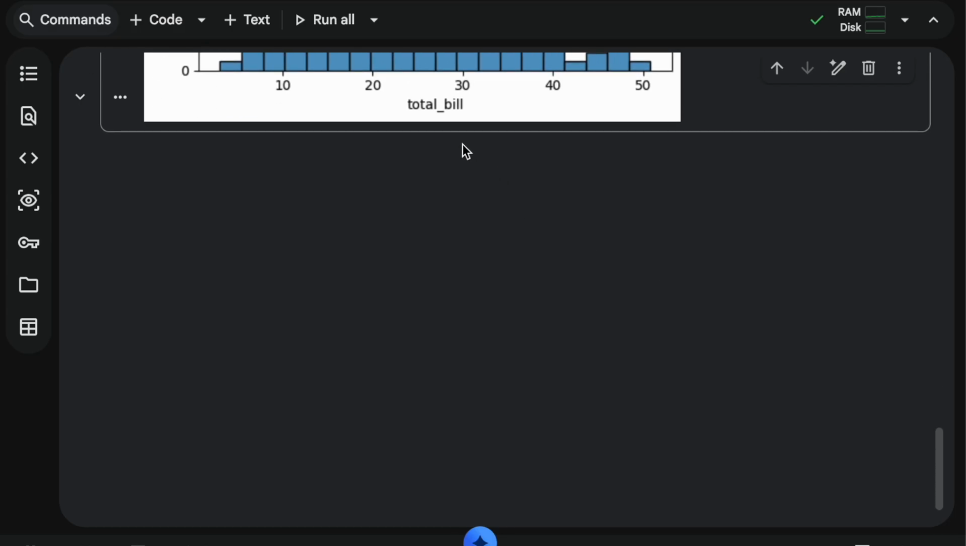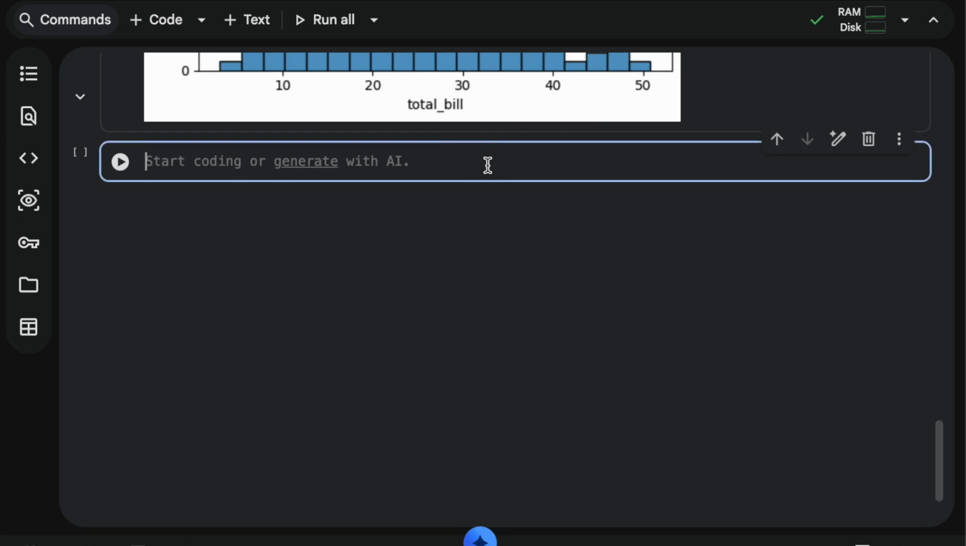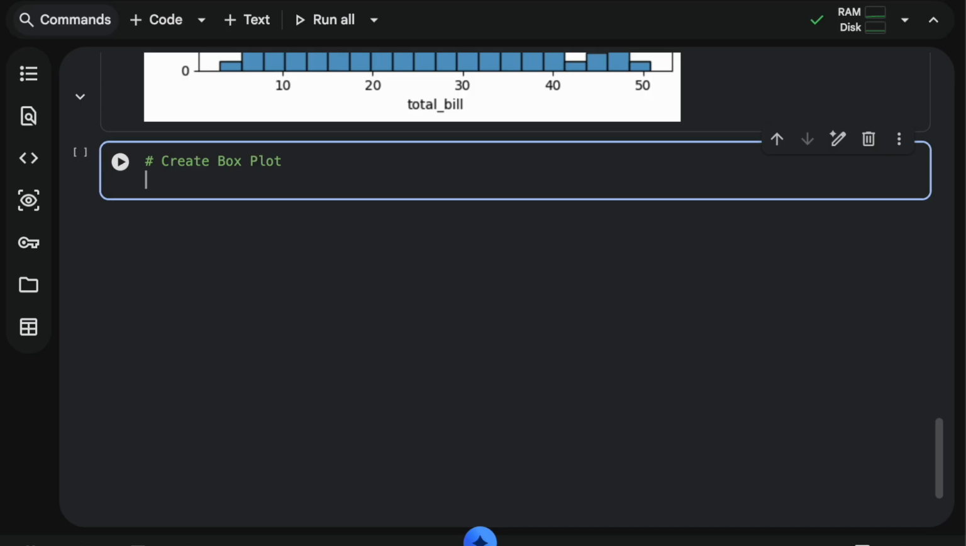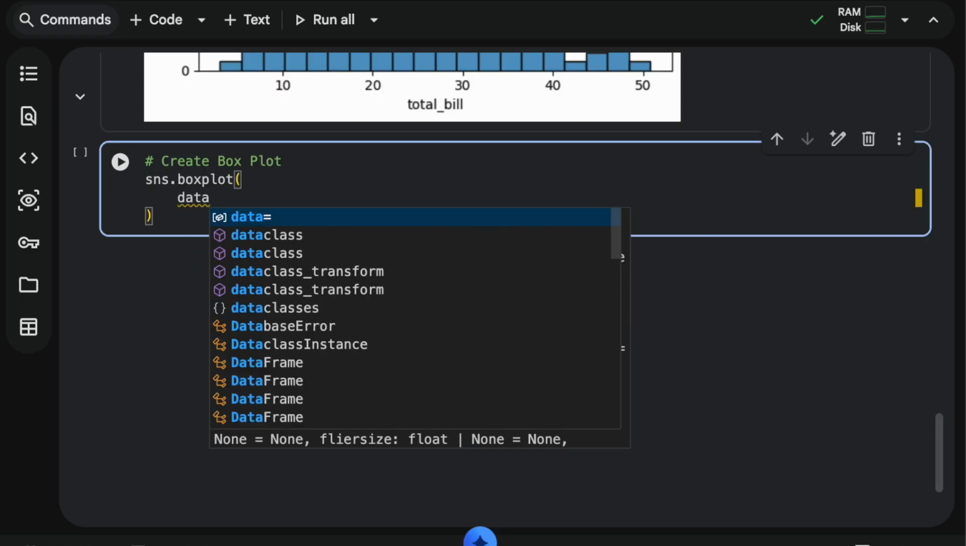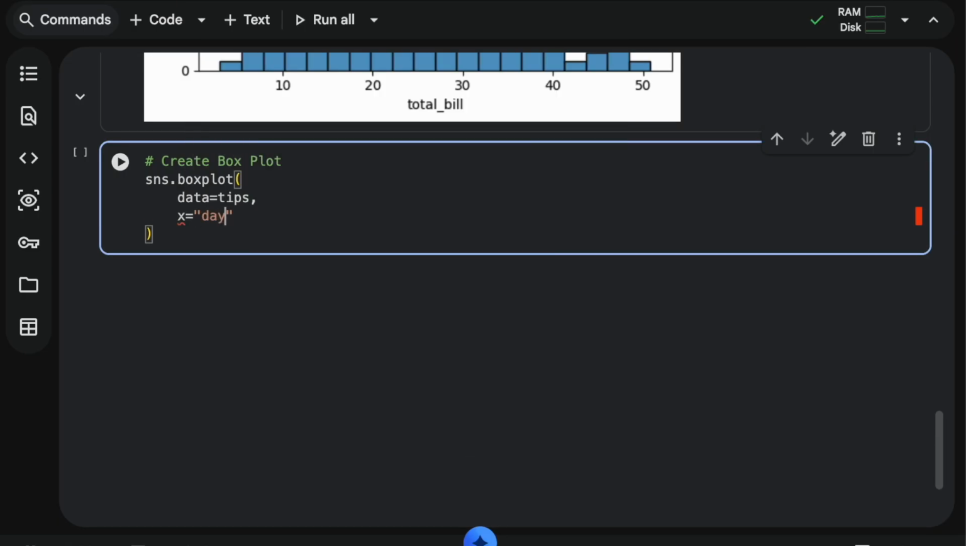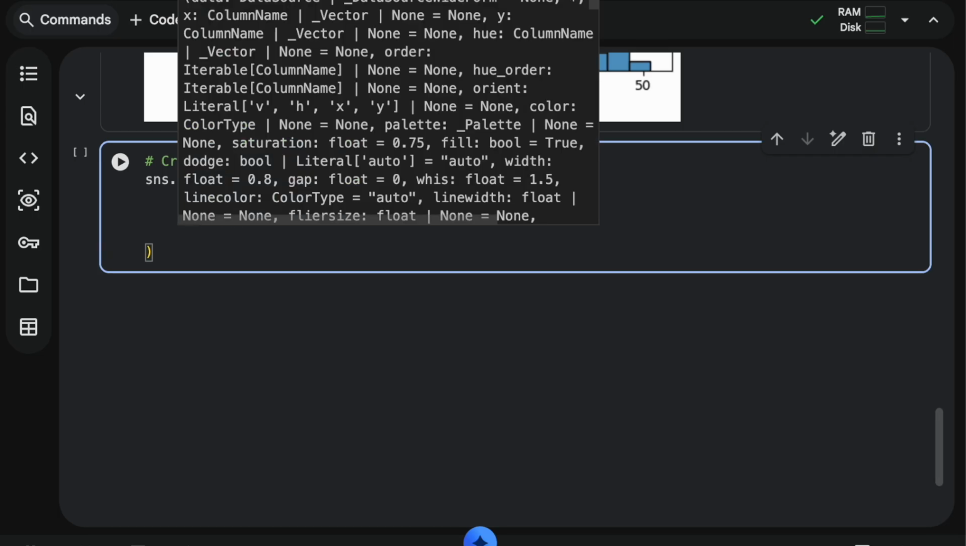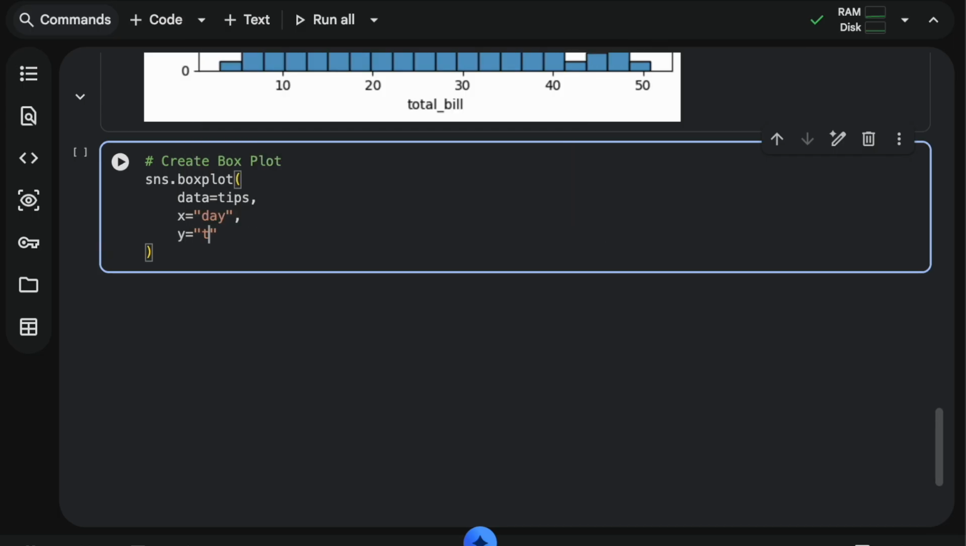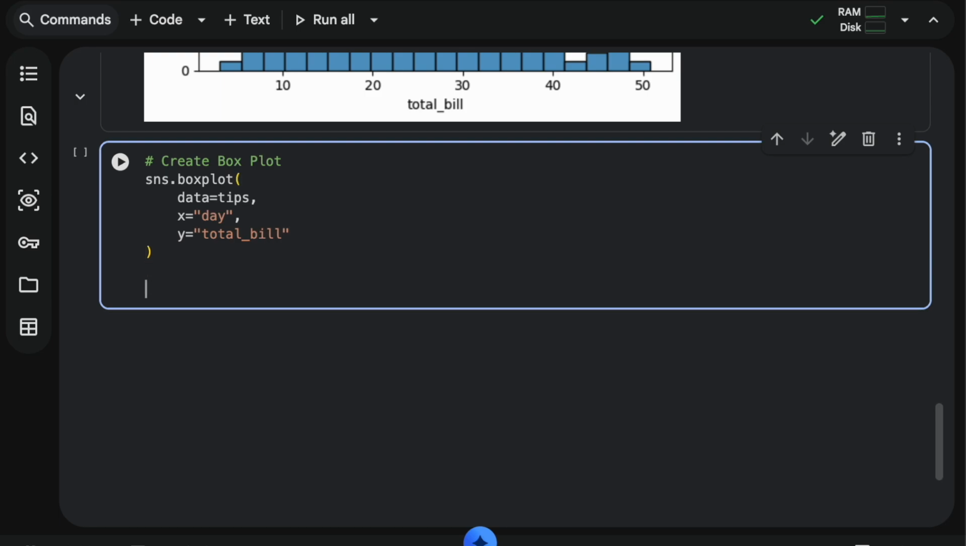Next, let's create a box plot to compare total bills across different days of the week. Box plots are great for showing the distribution of numerical data and highlighting important statistics like the median, quartiles, and outliers. We will use Seaborn's boxplot function, setting the x-axis to the day column and the y-axis to the total bill column. This will create a separate box for each day, allowing us to see how the total bills vary from Thursday through Sunday.